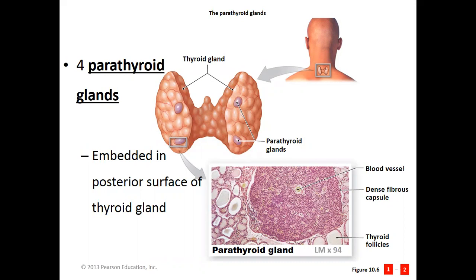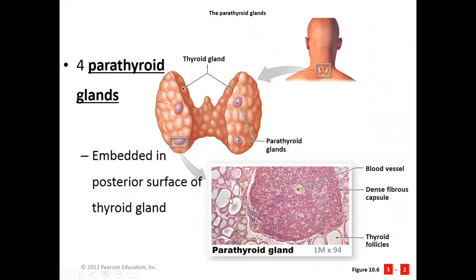The parathyroid glands are on the posterior side of the thyroid gland. So there's typically 4 small rounded nodules on the posterior side of the thyroid gland. You can see 1, 2, 3, and 4. Oddly, some people are born with fewer or even more than that. So there's variability in humans, but they're embedded in the posterior surface of the thyroid gland.